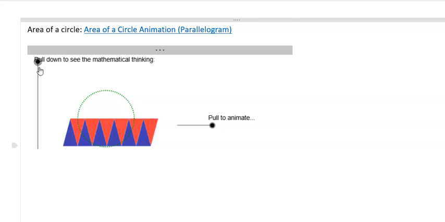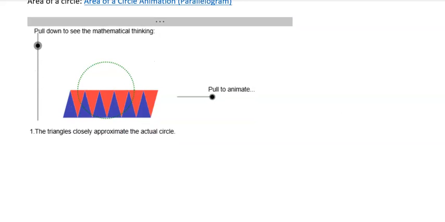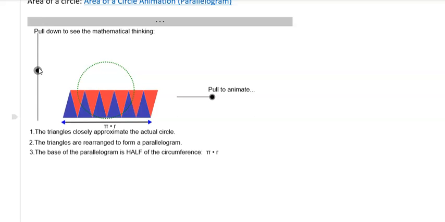And again, you can go look at this OneNote yourself and go through this to see exactly all the different parts of it and play with it a little bit. But they closely approximate the actual circle. They're rearranged to form a parallelogram. And then the base of the parallelogram is half the circumference. And then the height of the parallelogram is the radius of the circle.